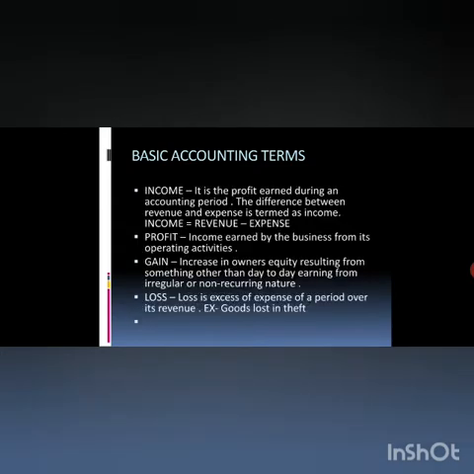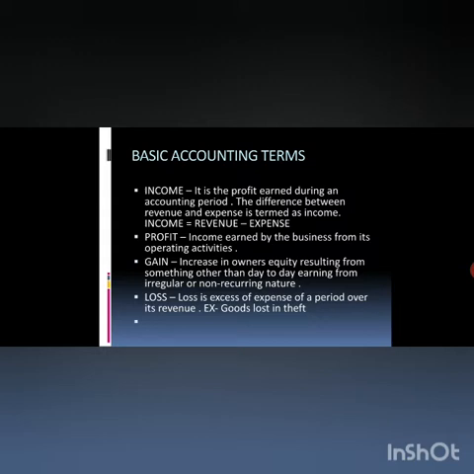Now, income. It is the profit earned during an accounting period. The difference between revenue and expense is termed as income. We get income equals revenue minus expense. Now we will see what is profit. Profit is earned by the business from its operating activity. Profit means income earned by the business from its activities like sale of goods, rendering of services. Profit is further divided into two forms: gross profit and net profit.